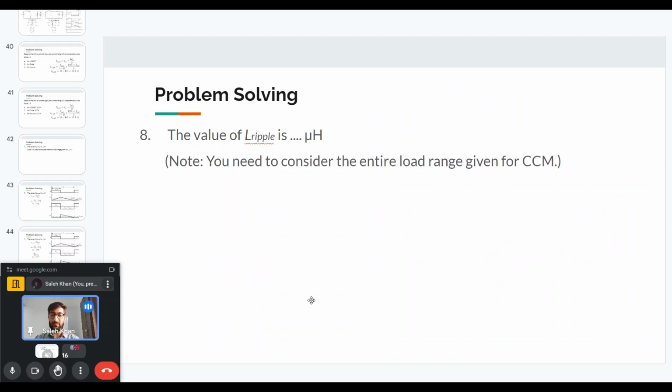Next, the question is asking about the value of the ripple inductance in microhenries again. And again, we are told that we have to consider the entire load range for the CCM. So L ripple is basically that value of inductance which satisfies the ripple condition. We are told that the inductor current ripple should not be more than 15% of the output current. So that means the inductance has to be of such a value that will satisfy this condition.